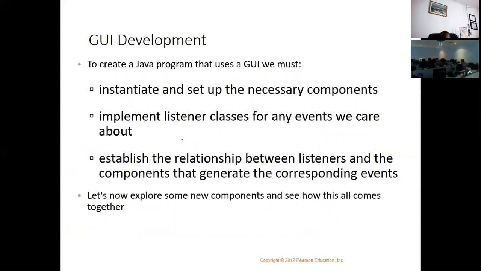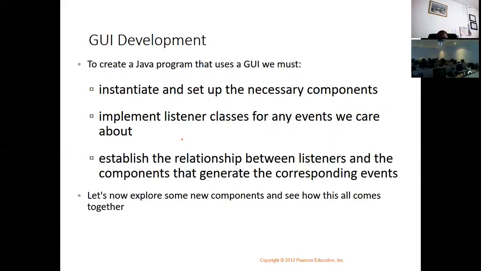Now, to create a Java program that uses a graphical user interface in general, we must instantiate and set up the necessary components, implement listener classes for any events we care about, and establish a relationship between listeners, components, and the components that generate corresponding events.